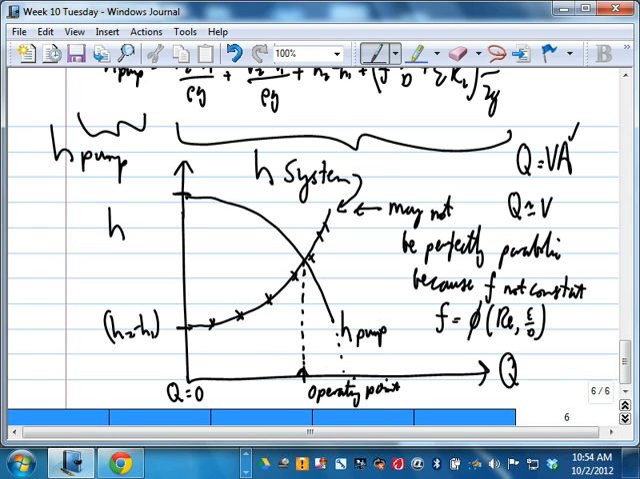That can be measured. So that is your system curve, and the operating point is at the intersection of those two curves. Any questions?